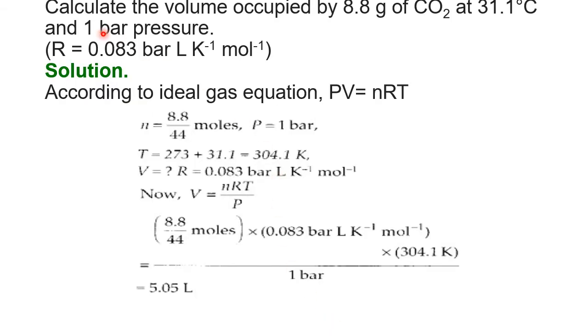Second numerical. Calculate the volume occupied by 8.8 gram of carbon dioxide at 31.1 degrees centigrade and at 1 bar pressure. R value is given. Okay, right. 8.8 gram of carbon dioxide means how many moles of carbon dioxide? Same formula. Number of moles equal to mass given by the molar mass. Therefore, 8.8 by molar mass of carbon dioxide.